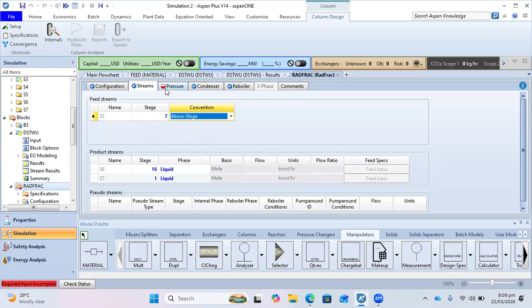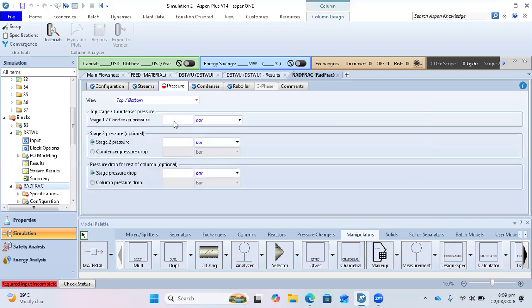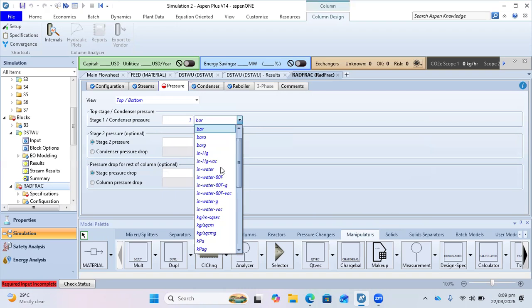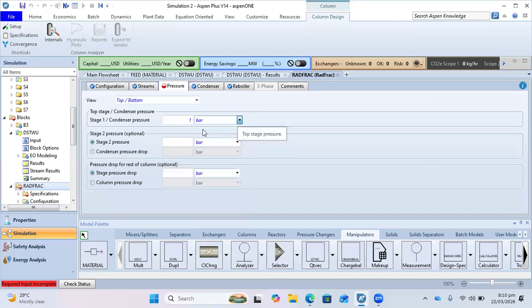Okay, so we are done with the streams. We can now come to the pressure. Since we are keeping the pressure constant in our system, we'll use the same pressure we've been using all along. So we'll click on pressure, and then we'll specify 1 atm just for the first part. The rest of them are optional. So if you want to specify the pressure for stage 2, or for the rest of the column, you can do that as well if you have that data. But then we are just working with the condenser pressure at 1 atm. So we'll specify just the condenser pressure.